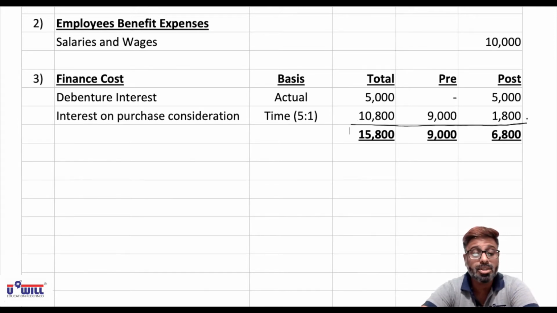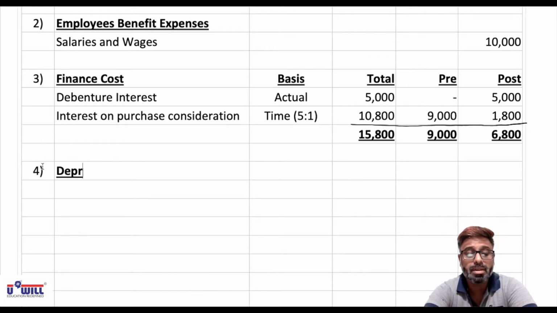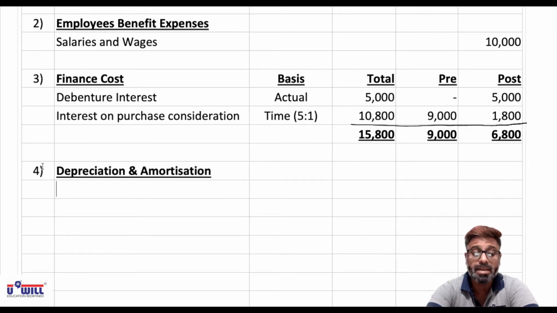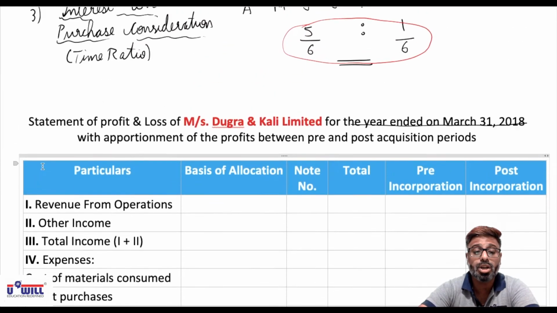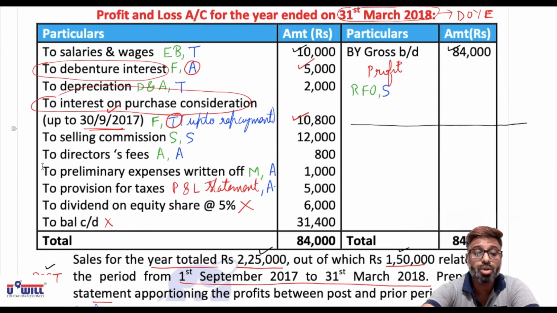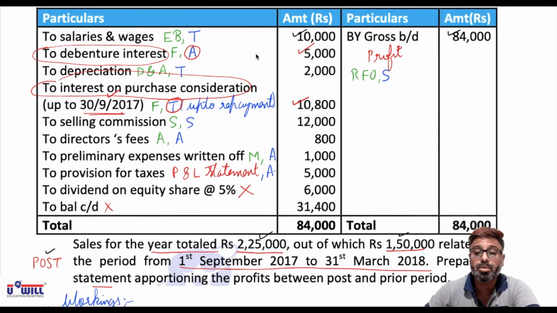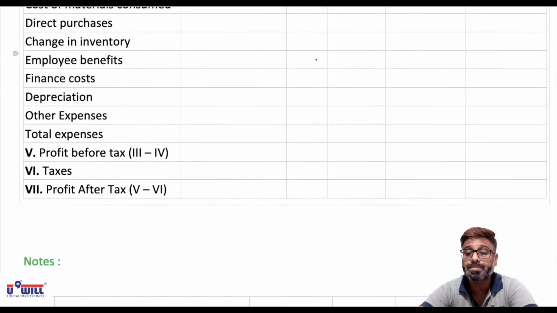Next, after finance cost, C, D, E, F, do. D stands for depreciation and amortization. Fourth note, depreciation and amortization. In that we have only one item, that is depreciation. So only the total amount will be written directly in the last column. The amount of depreciation you can see is 2,000 rupees. So directly 2,000 will be written in the last column.